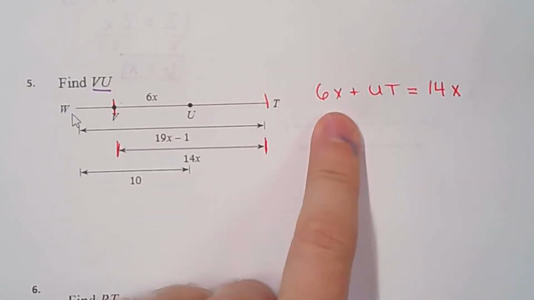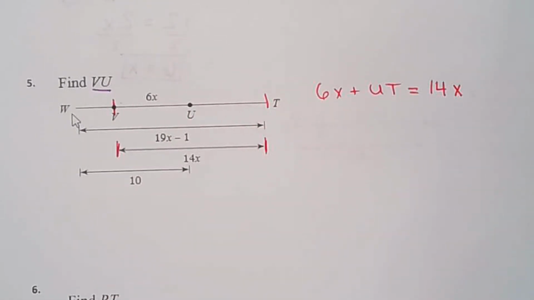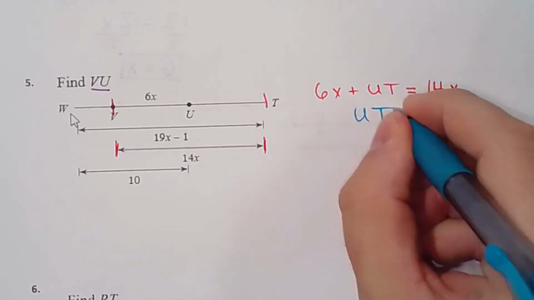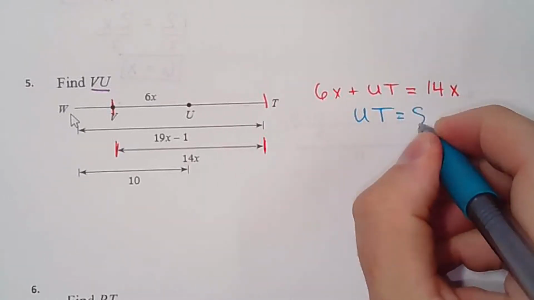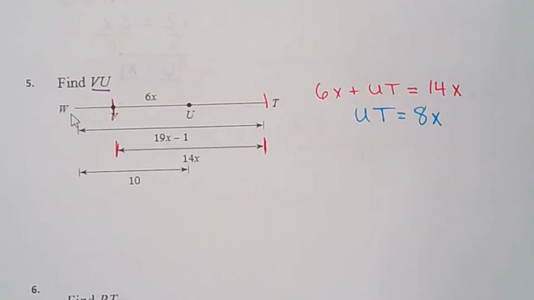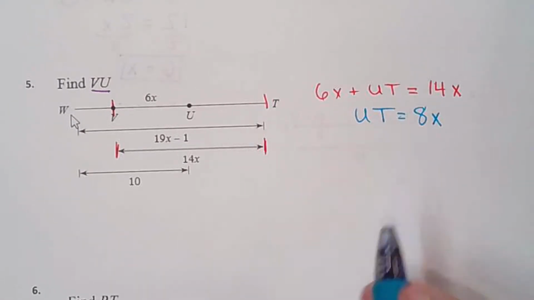So how do I move the 6x? I want to move both the 6 and the x, not separate them. Subtract. I subtract. Boom. Everybody's like, teach them PEMDAS. No, how about we just teach them ideas? What's 14x minus 6x? 8x. So UT is 8x. That's what everybody needs. 8x. All right, so UT is 8x.